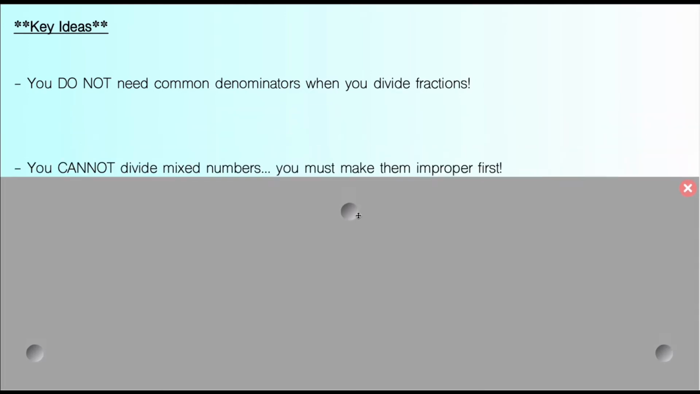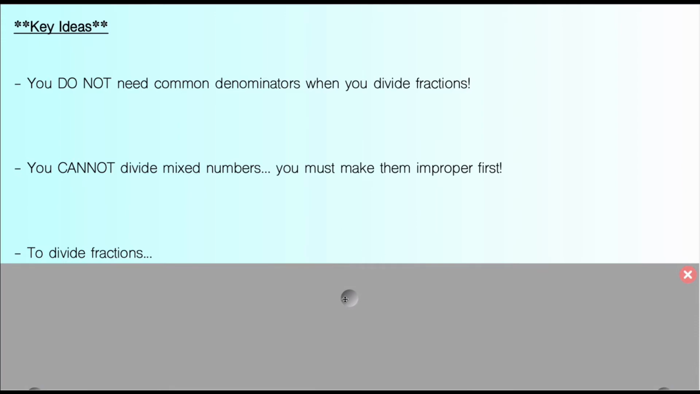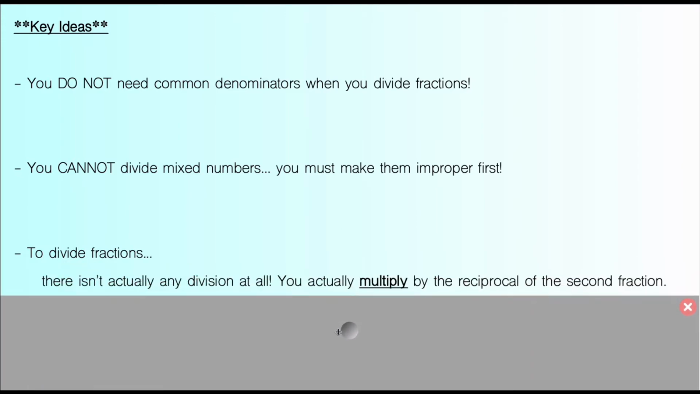The second bit of information is similar to multiplying. You can't divide with mixed numbers. You have to make them improper first. And the real big reason for that is when you divide fractions, you don't actually divide at all. You're going to be multiplying. And so because you are multiplying, that's why everything I said for multiplication is relevant for division. So yeah, when you divide fractions, there isn't really any division.